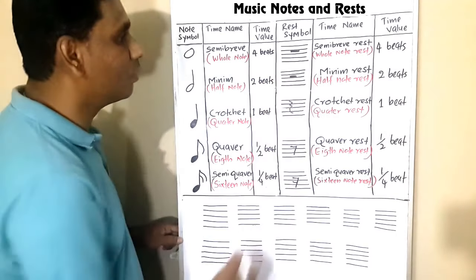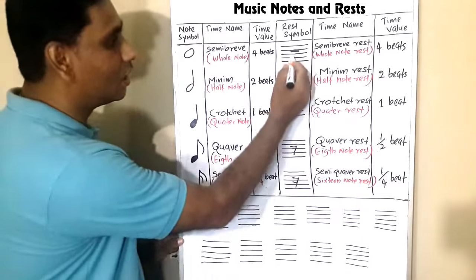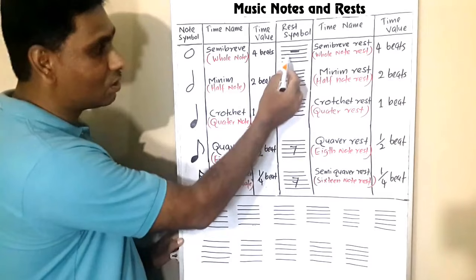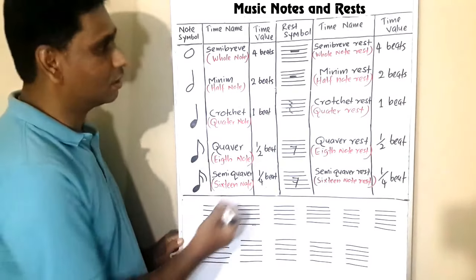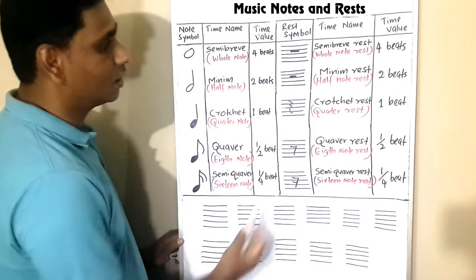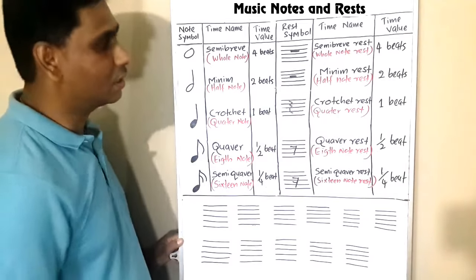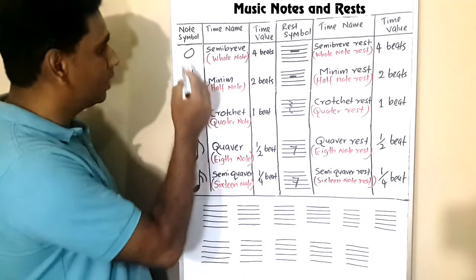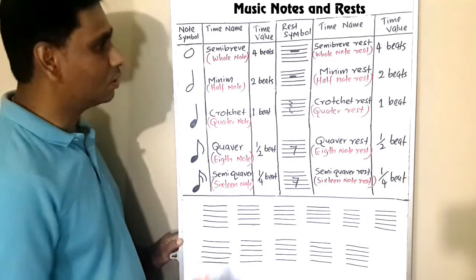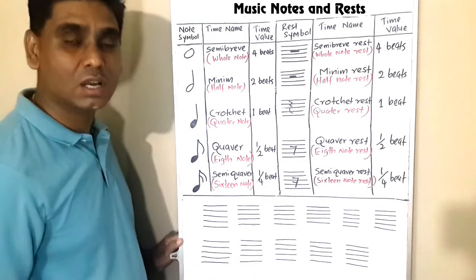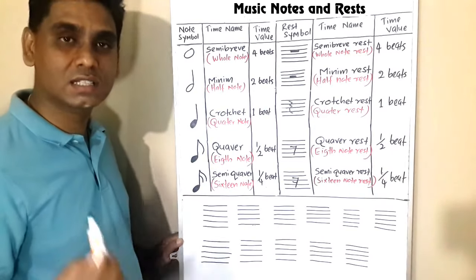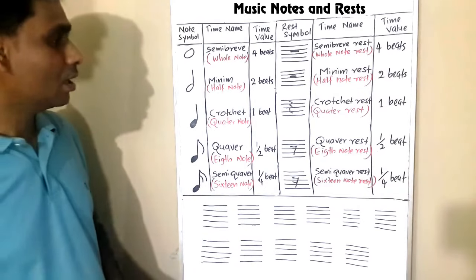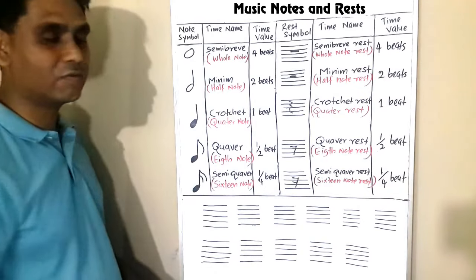And this is the semibreve rest, which is a colored rectangle hanging on the fourth line, but it does not touch the third line. This is the semibreve rest, also known as the whole note rest. It has the same beat value as the semibreve. Semibreve is an active note, but the semibreve rest is not active. It's an inactive note.